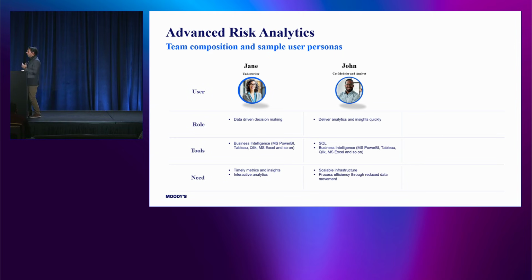The group that provides such analytics to Jane are practitioners, in this example, a person named John, who works with our platform and our applications on a daily basis. In his role, John processes a large volume of data and uses multiple tools to turn that data into analytics and insights and delivers that to Jane and other business leaders. In order to provide this analytics in a timely manner, what John needs is scalable infrastructure so that he can process large volumes of data and provide timely insights.